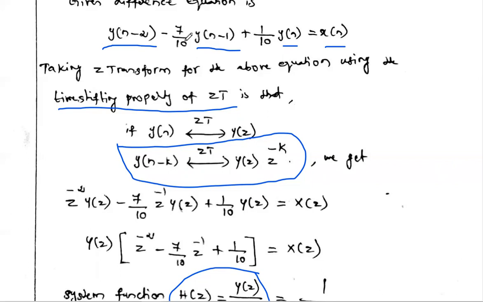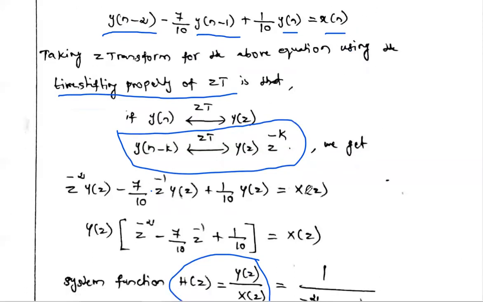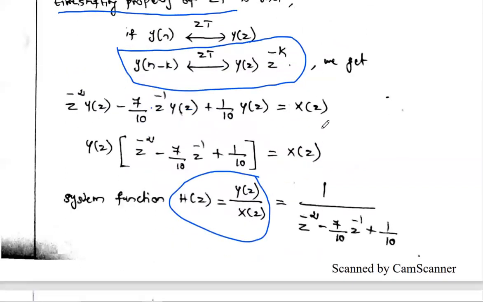Then minus 7 by 10 into the Z transform of y of n minus 1, which is capital Y of z multiplied with z power minus 1. Similarly, plus 1 by 10 into the Z transform of y of n, which is Y of z. This is equal to the Z transform of x of n, which is capital X of z. So we have taken the Z transform for the entire equation. Each term we take individually according to the linearity property.